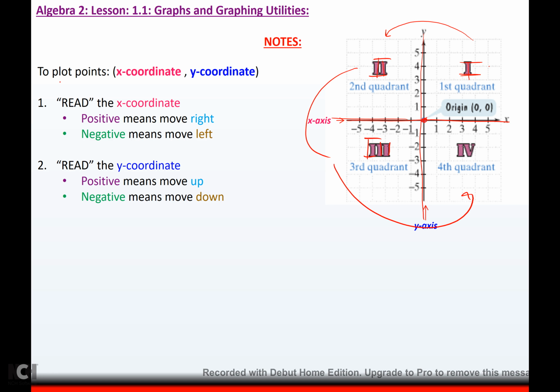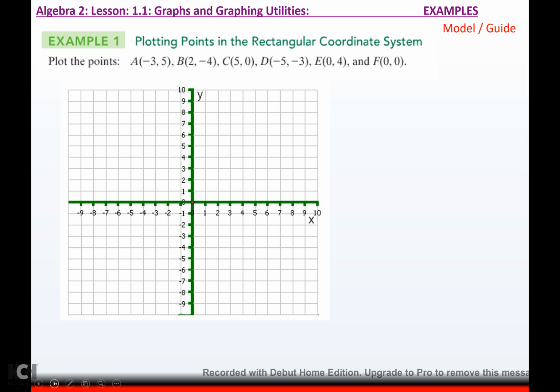When you talk about ordered pairs, you have an x-coordinate and a y-coordinate. If your x-coordinate is positive, it means right. Negative means left. If your y-coordinate is positive, it means up. Negative means down. So they want us to plot these points and label them.